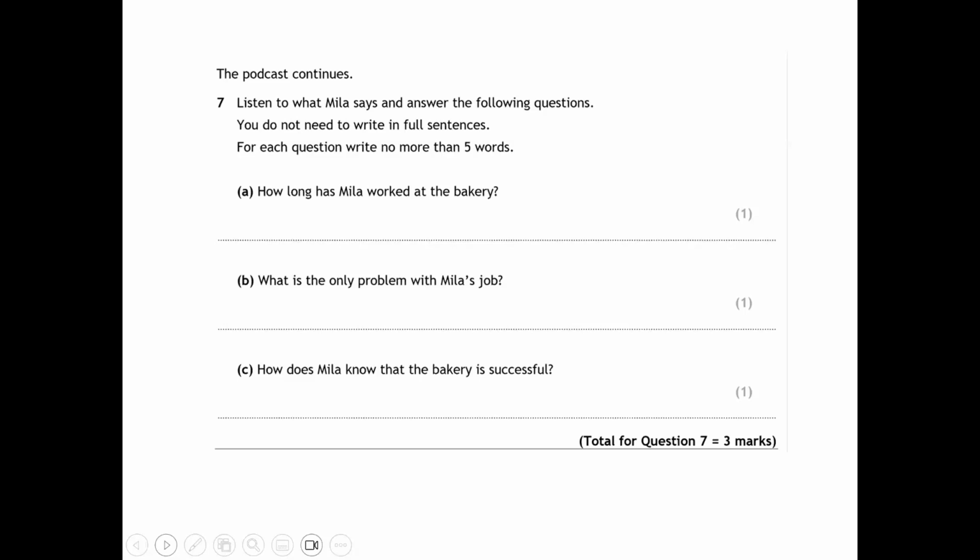But again, when we get to this point in the paper, we are looking for some precision in candidates' answers. How long has Mila worked at the bakery? So we're looking for a time, and again, students should think in their reading time. We're wanting that idea of time, and we might hear more than one time. And the time might not be a specific thing. It could be since, I've worked here since last year, and a year would be perhaps the answer.